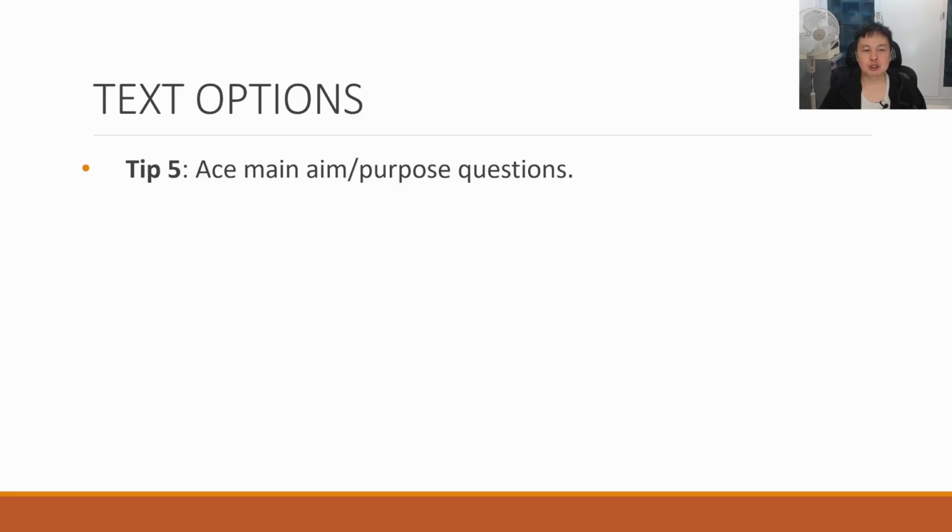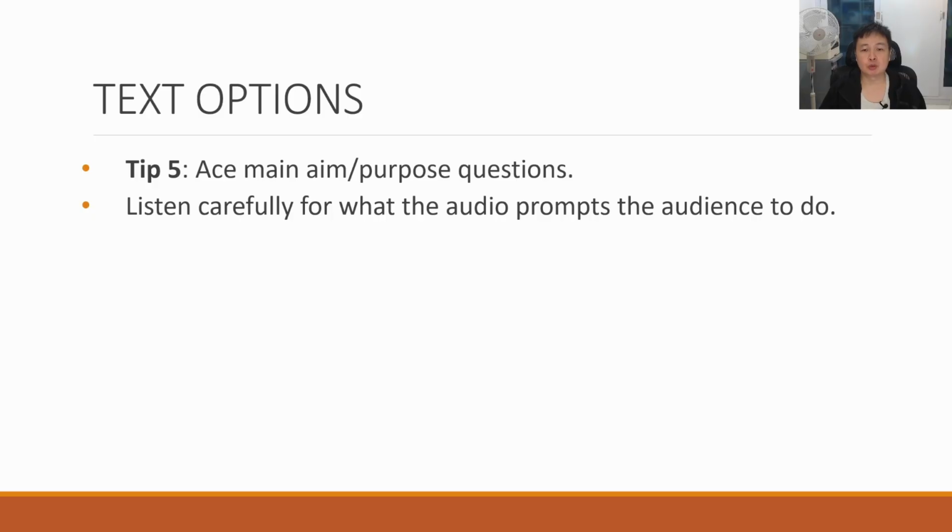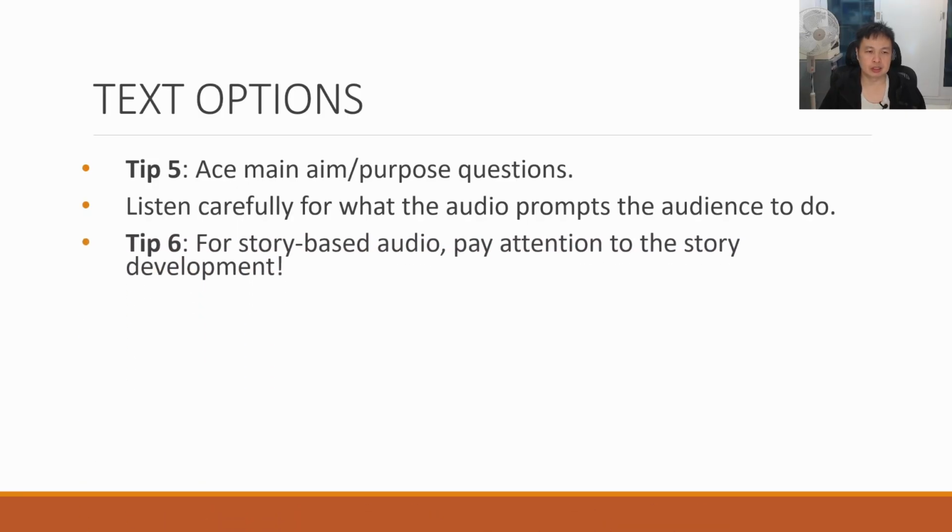Tip 5, try to ace the main aim purpose questions if it comes out. This is a 1-mark question. Listen carefully for what the audio prompts the audience to do. If there's an event or an activity, what does it prompt the audience to do? So it should not be too difficult for that.